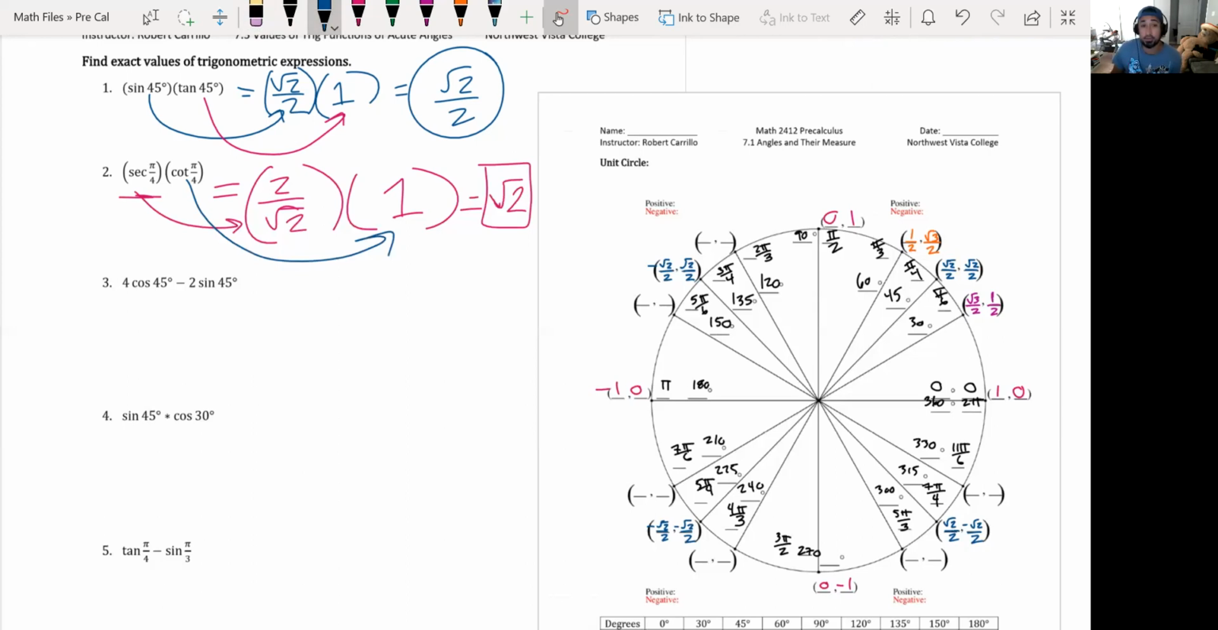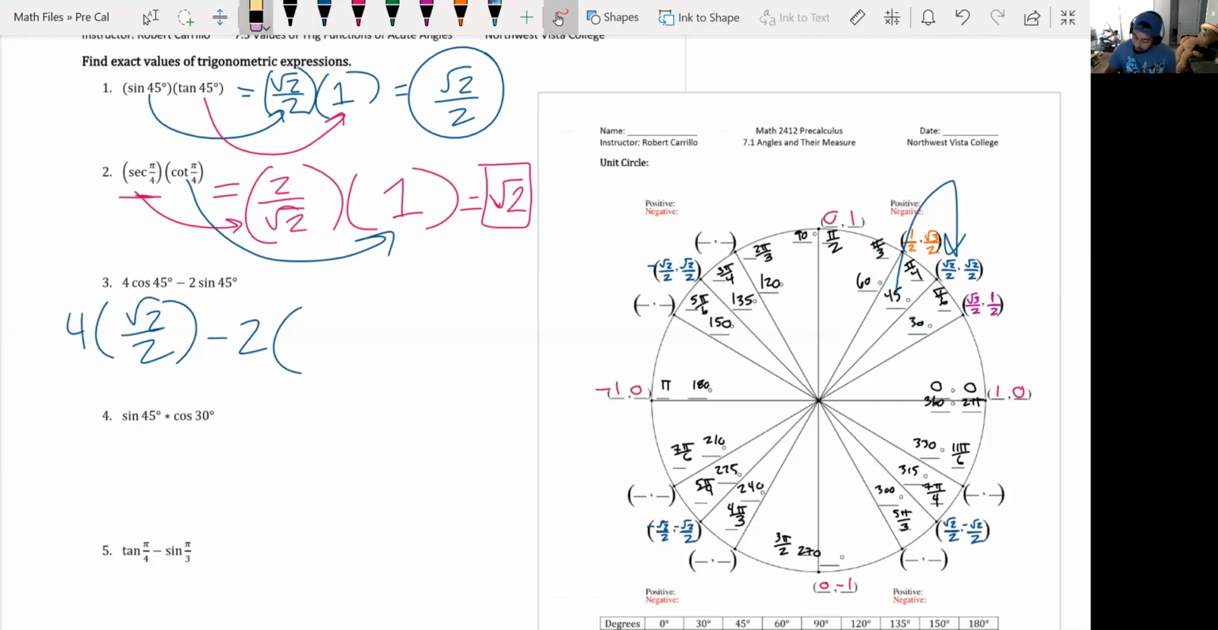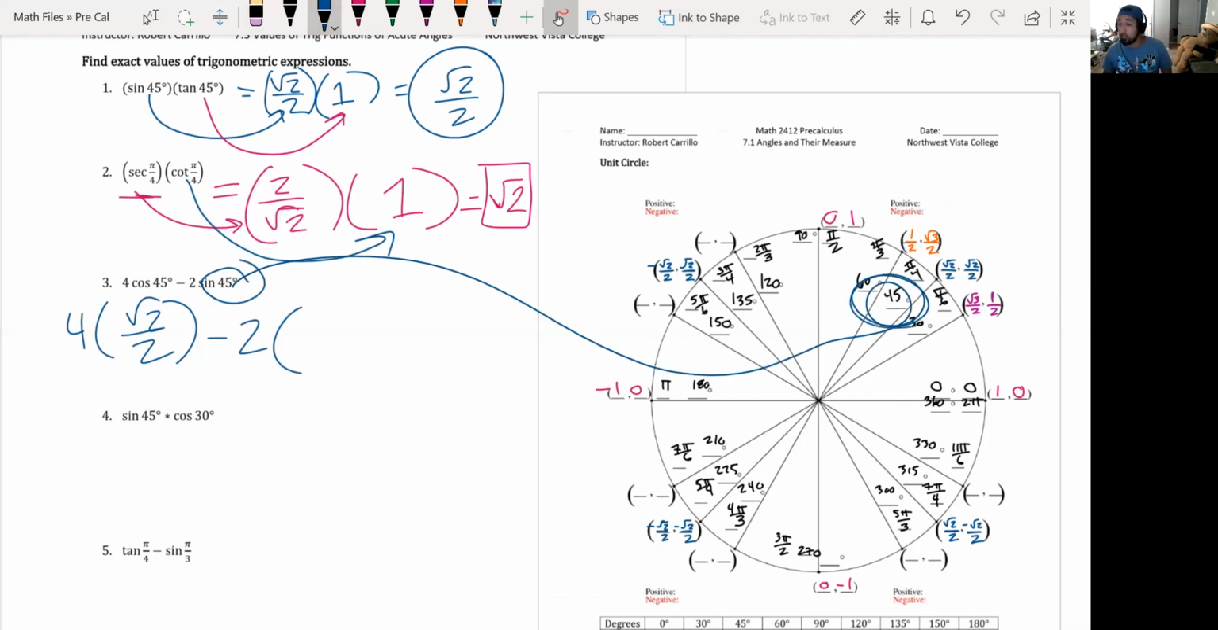4 times the cosine of 45 degrees. Cosine of 45 degrees would call on this angle, and cosine relates to x, so you would output square root 2 over 2. Minus 2 times the sine of 45 degrees. If you follow that arrow, sine of 45 degrees references 45 degrees, which then would call on the y value of that coordinate, which is also square root 2 over 2.